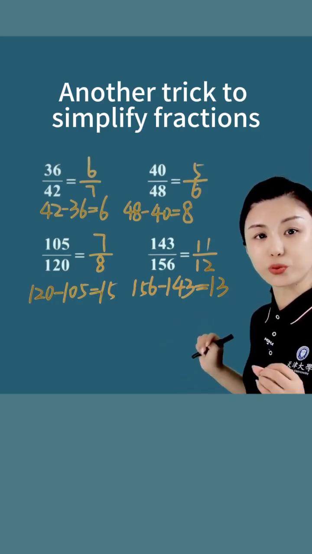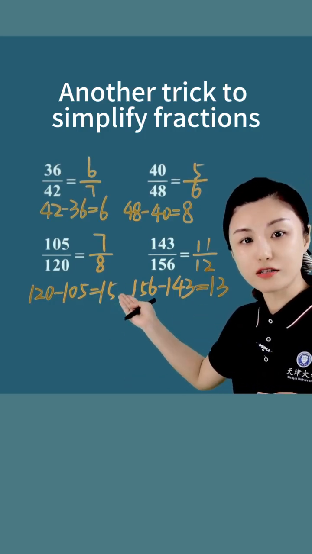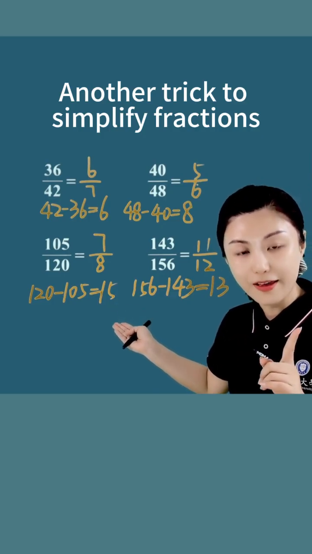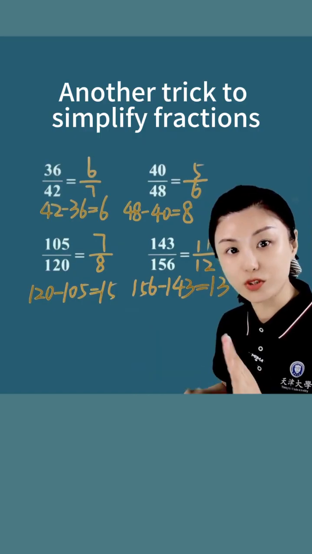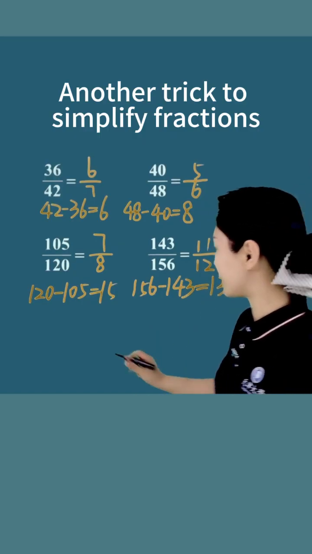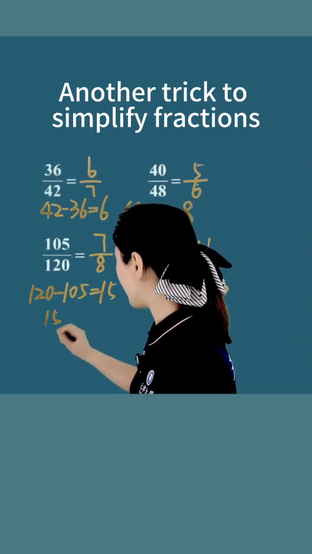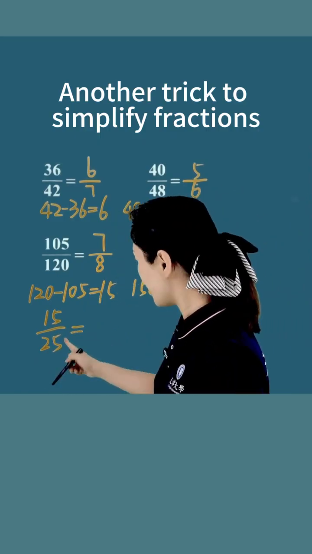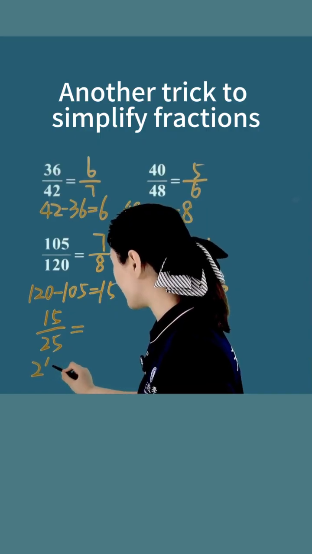This method only works when the smaller number is an exact multiple of the result. What if it's not an exact multiple? Then we need to keep using the subtraction method to continue reducing. Let me give you an example to explain. For instance, what about a fraction like 15 over 25? What should we do? We subtract the smaller number from the larger one.